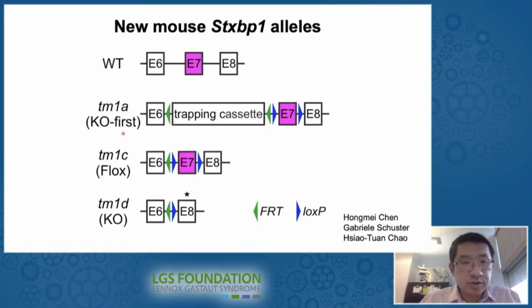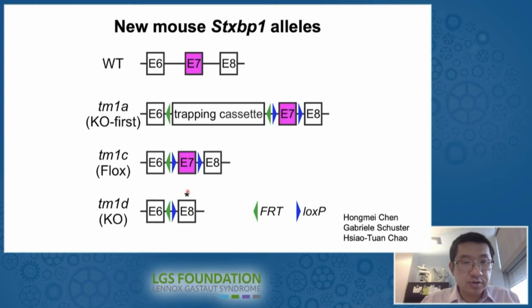The first one is a knockout-first allele, in which we inserted a trapping cassette after exon 6. Essentially, this will behave as a knockout allele, or like a null allele. But because this trapping cassette can be removed by the flippase, we can convert this to a floxed allele in which exon 7 is flanked by 2 loxP sites. And then, of course, if we remove exon 7, we end up with a conventional knockout allele, the so-called TM1D allele, as shown here.